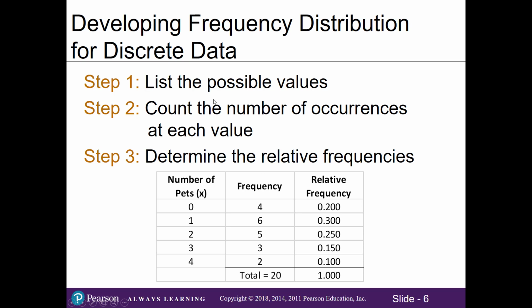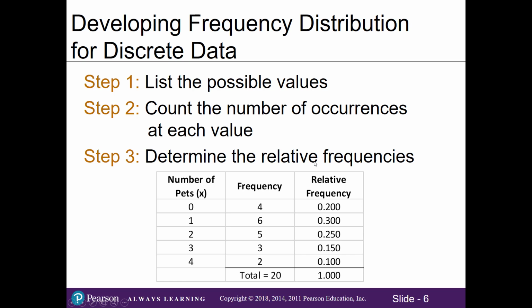In step 1, we've listed all of our possible values under the column that says number of pets. People could say 0 pets, 1 pet, 2 pets, 3 pets, 4 pets. In step 2, we counted how many people have that many pets. So under the frequency column, the second column, it shows 4 people have 0 pets, 6 people have 1 pet, and so on. And we can see that we have a total of 20 in our frequency.